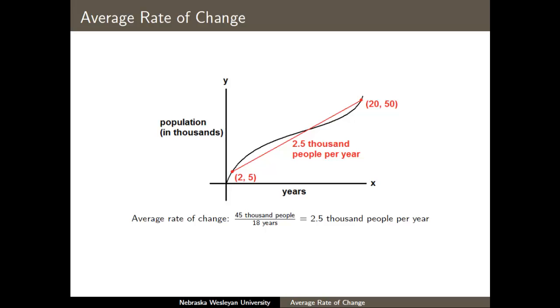I represent the 2.5 thousand people per year as the slope of the line connecting the 2 points of data that we have, rather than the graph we're given, which shows that sometimes the population is increasing fast and sometimes it's increasing slow. When we compute the average, it becomes this straight line segment that increases at a constant rate from the first point of data to the second.